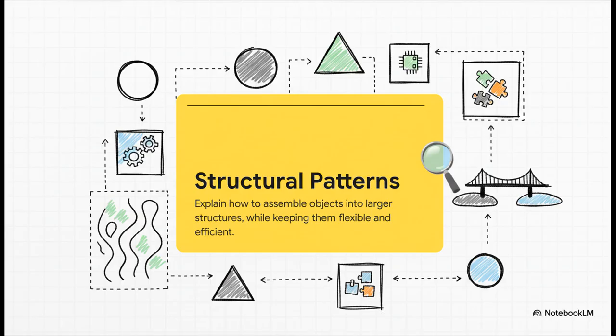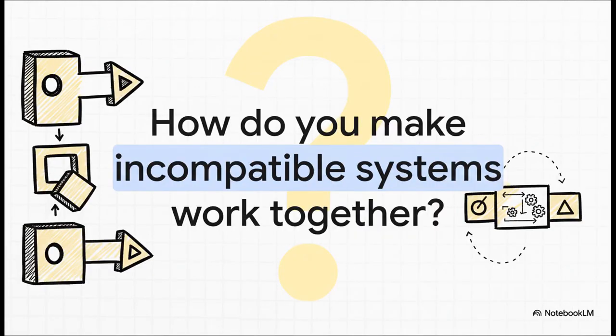They do it in a way that ensures if one little part changes, your entire system doesn't have to change along with it. So here's a classic problem that structural patterns are great at solving. You have 2 classes, and their interfaces just don't match up. One system expects data in one format, and the other provides it in a completely different one. It's like trying to fit a square peg in a round hole. How do you get them to work together without rewriting one of them from scratch?